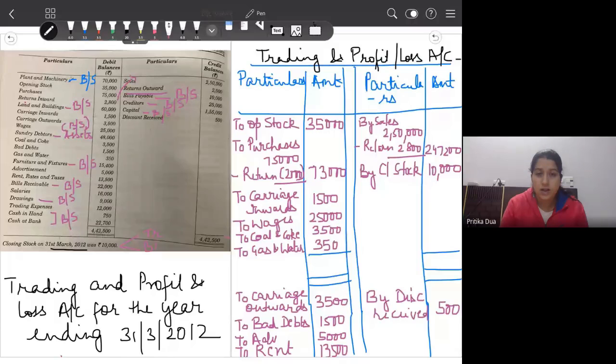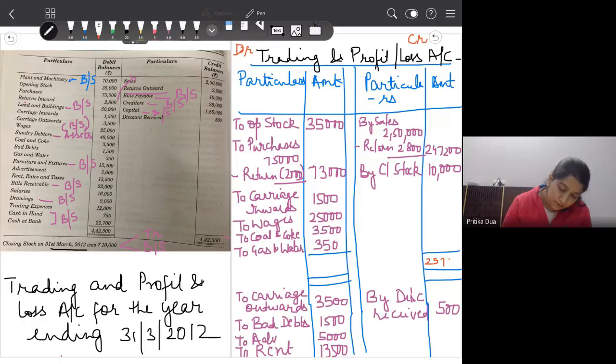So after this, we have put in all the entries. Now we need to balance the accounts. So let's start with the trading account. Please total both the sides, the debit and the credit side, and see which is higher of the two. I think the credit side is higher. 2,57,200.